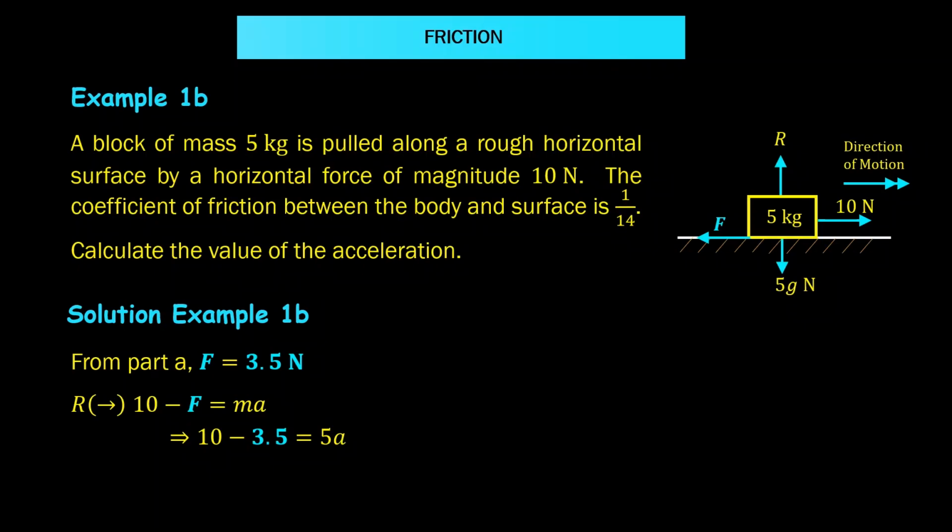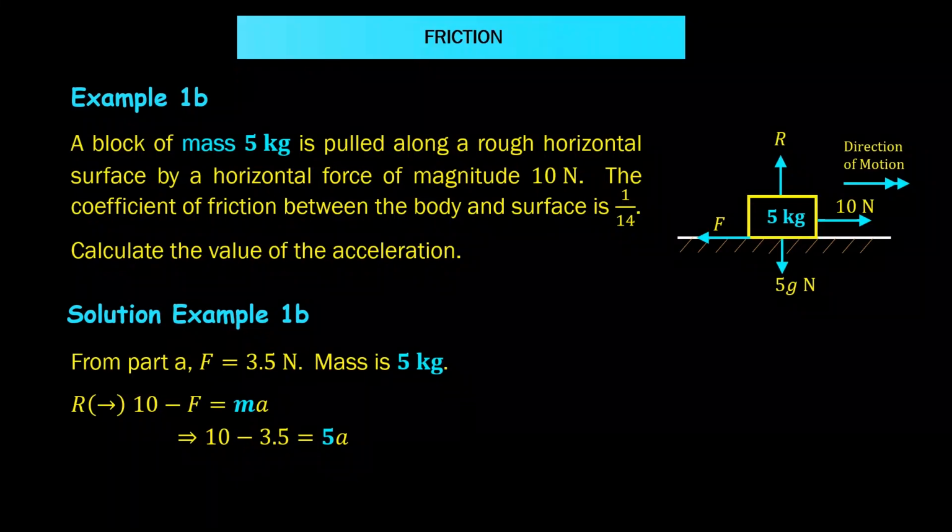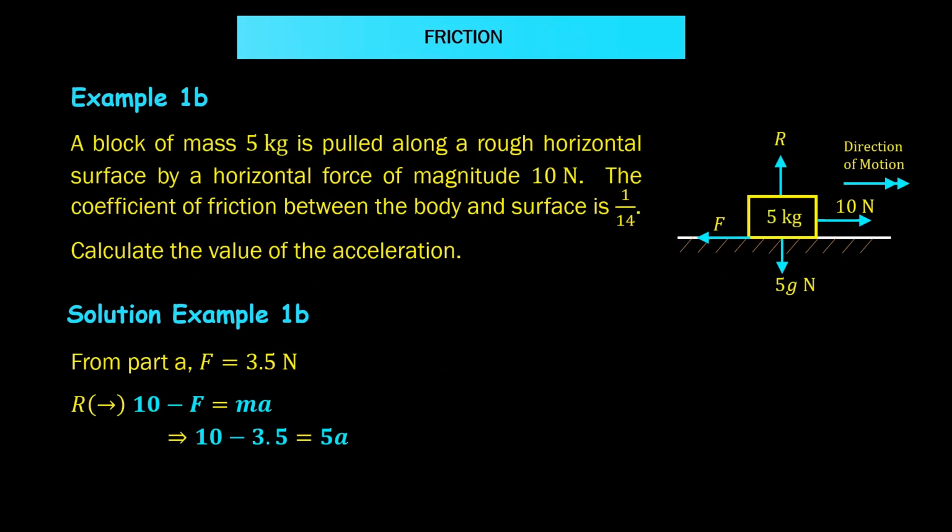And substituting in F equals 3.5 and mass equal to 5, and tidying up gives us that a equals 1.3 meters per second squared.